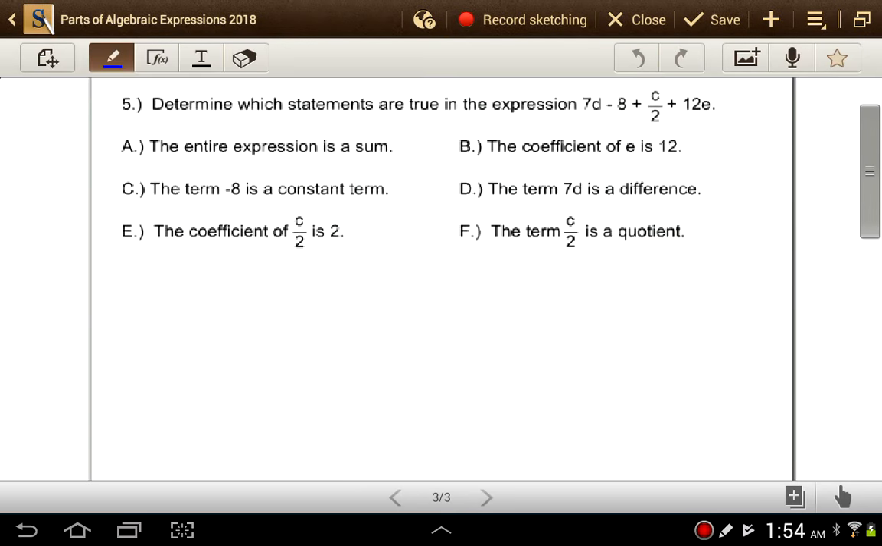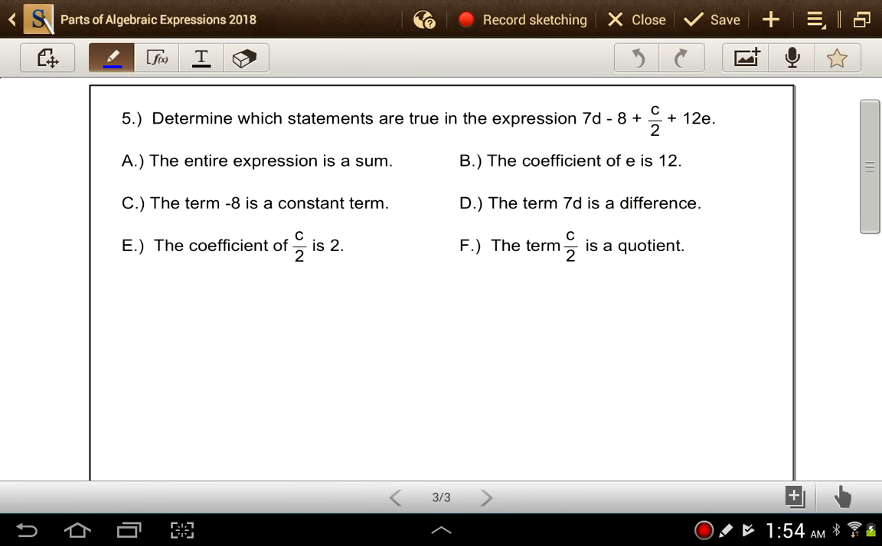In example 4, we're going to try to find the true-false statements based on this very long expression. First, A, the entire expression is a sum. Well, right here I have a minus sign, so that is going to be false. So no, because it is not all sum, I have a subtraction sign, so that is not correct. Okay. The next one says the coefficient of E is 12. So I look at the E here, and the coefficient is the number being multiplied to E, and it is in fact 12. So that's a yes, so I'm going to circle that as an answer. B is an answer. Okay, there's one answer.